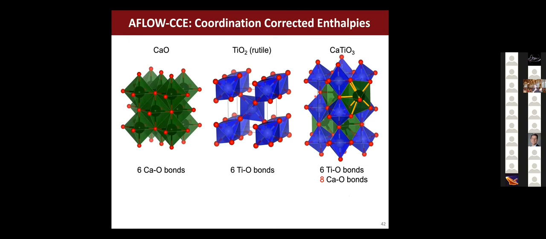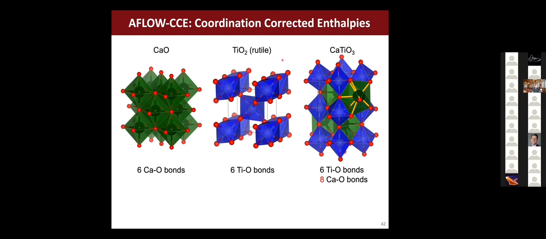And it's a pretty simple concept. So we want to perform corrections that are based on the coordination of the atoms in the material. So here we have CaO, calcium oxide, and you can see that the local atomic environment involves a calcium atom in the middle, and it's going to be coordinated with six oxygen atoms around it. So it's going to form this polyhedron here, which is based on six bonds to six oxygen atoms.